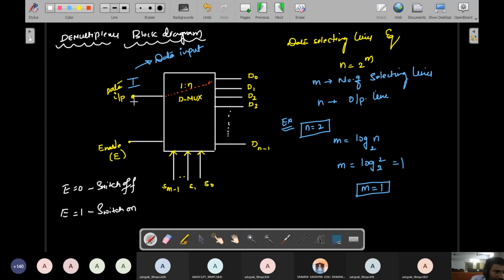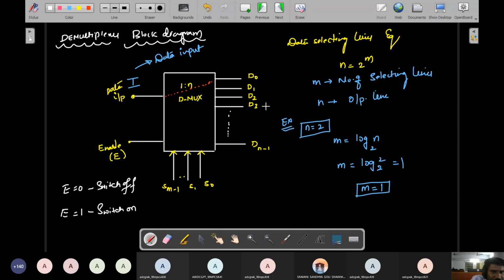This is the input data. Whatever input data is given, the selecting lines decide which one of the outputs the input is connected to. After that, I explained the data selecting line equation, n is equal to 2 power m. Here m is the number of selecting lines and n is the number of output lines.